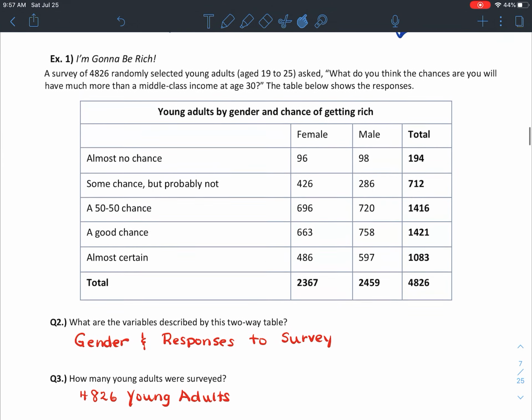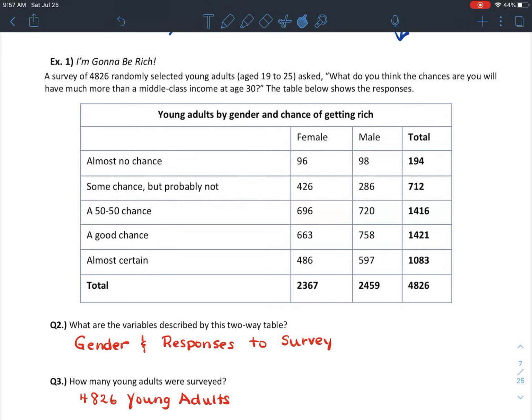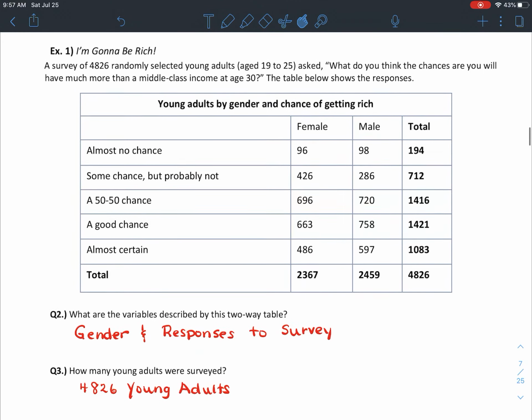So down here in question 2, it says, what are the variables described in this two-way table? And of course, the variables are what's along the top here, the gender, and then what's along the side, which are the responses to the survey, okay? You'll notice they did a really nice job labeling this here. They've even got a title to this two-way table. Okay, the next question, how many young adults were surveyed? Well, we're going to get that right here in this bottom corner. There's a grand total of 4,826 total young adults surveyed. That should be the total of this column. It also should be the total of these two rows. Those definitely need to add up here.